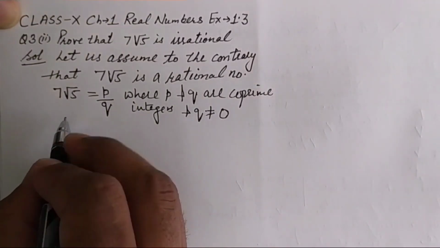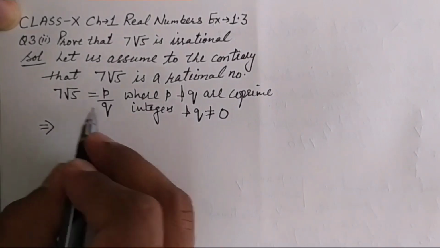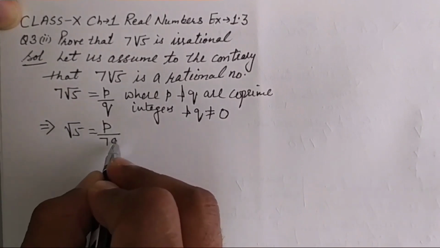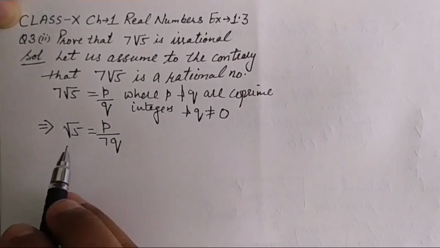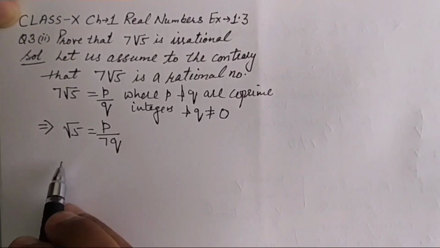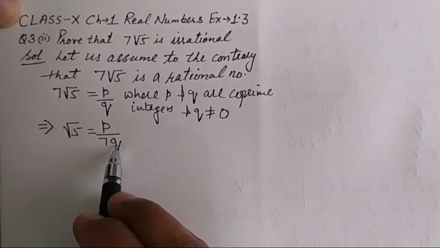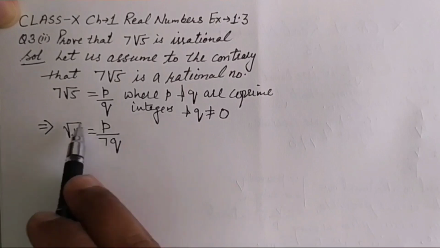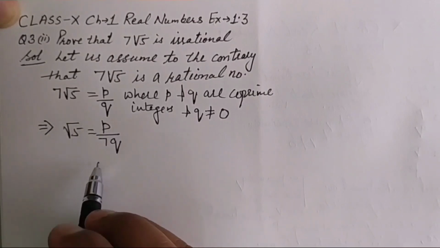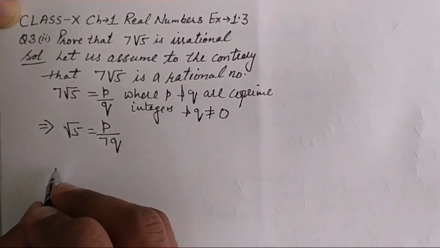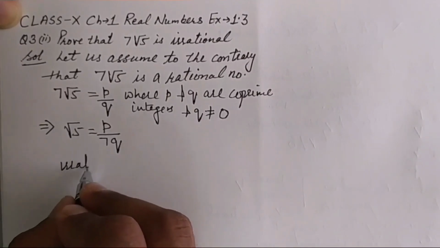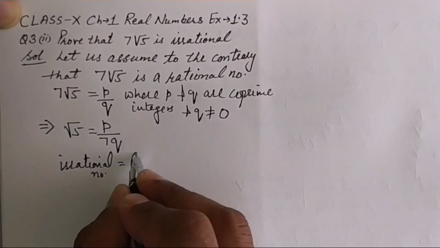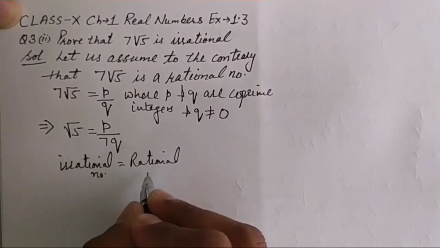So we rearrange this and take the 7 to the denominator. So it becomes root 5 is equal to P over 7Q. Here, we know root 5 is an irrational number, and P, Q and 7 are all integers, so this becomes a rational number. So an irrational number is equal to a rational number, which is never possible. So we'll write here, root 5, that is an irrational number, is equal to a rational number.